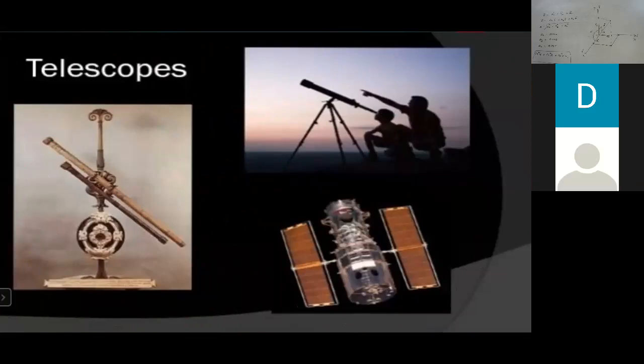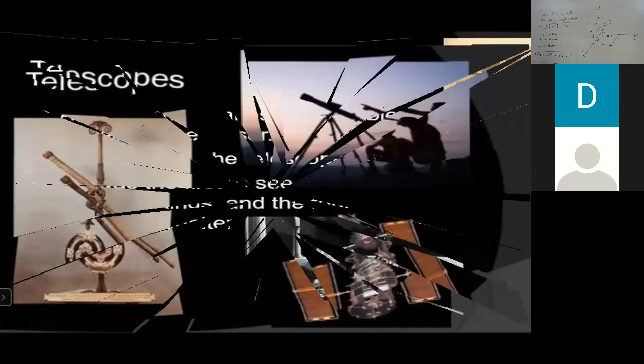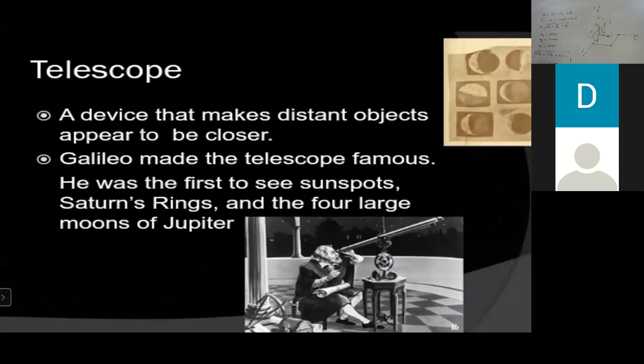Telescope. Next. Telescope, a device that makes distant objects appear closer. Galileo made the telescope famous. He was the first to see sunspots, stars, rings, and the four large moons of Jupiter.